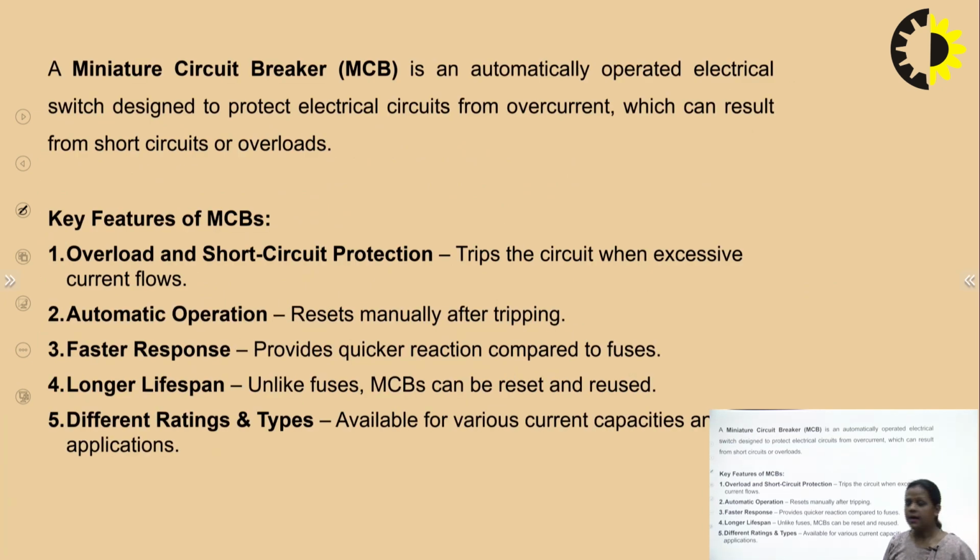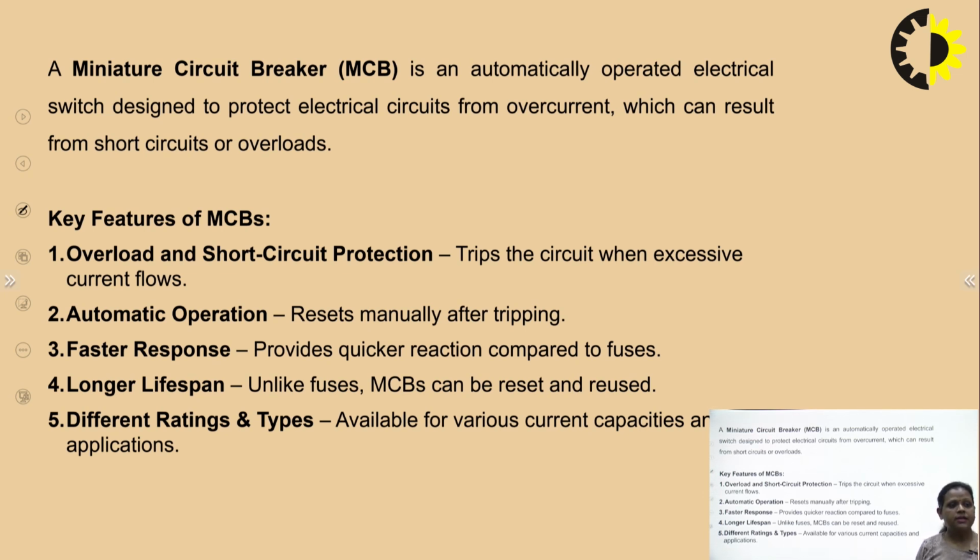So, the next part you have to explain the MCB, that is miniature circuit breaker. This is an automatically operated electrical switch designed to protect electrical circuits from overcurrent, which can result from short circuits or overload. So, the main features of these MCBs is first, overload and short circuit protection. It will trip the circuit when excessive current flows. The second feature is automatic operation, reset manually after tripping.